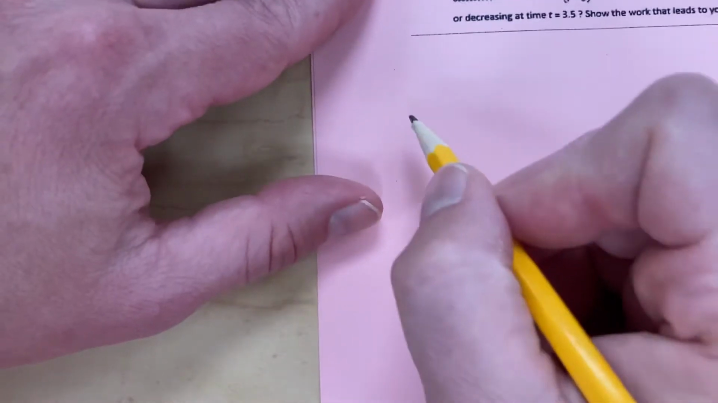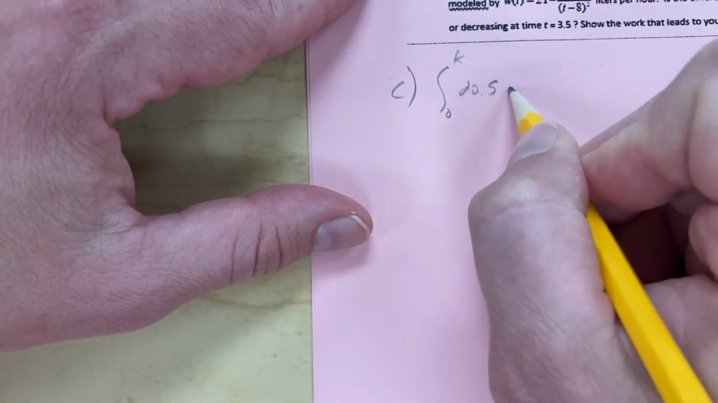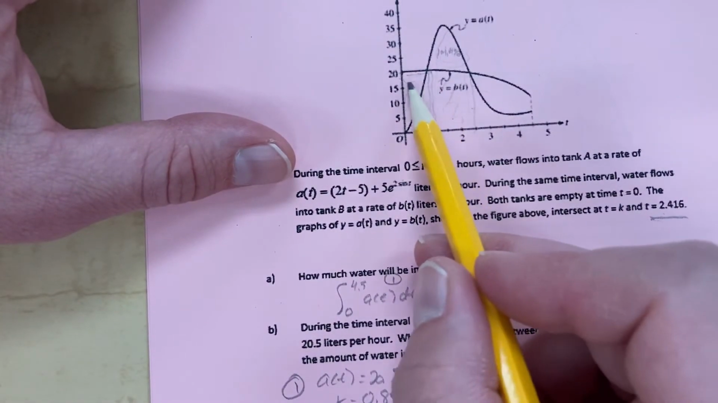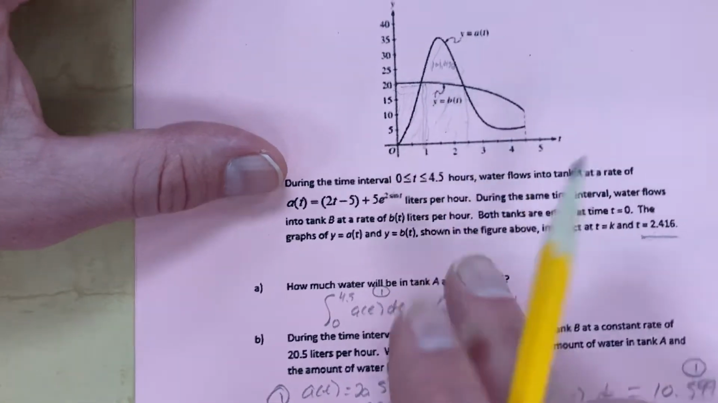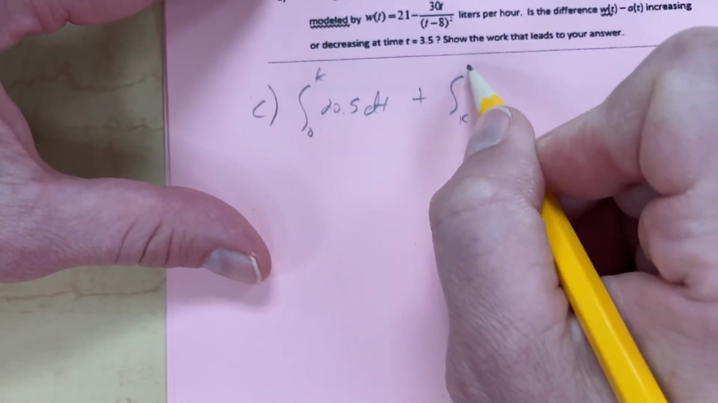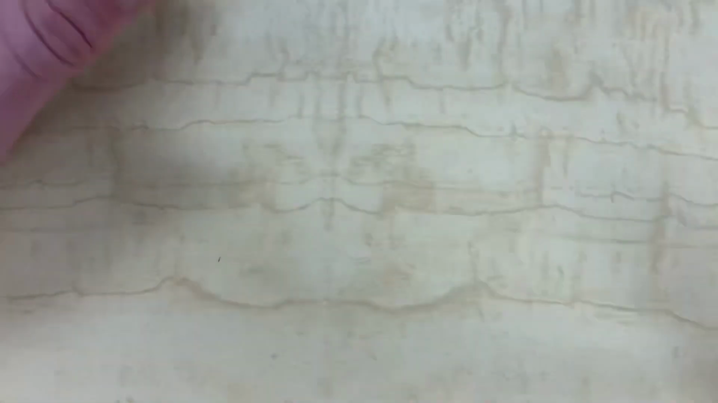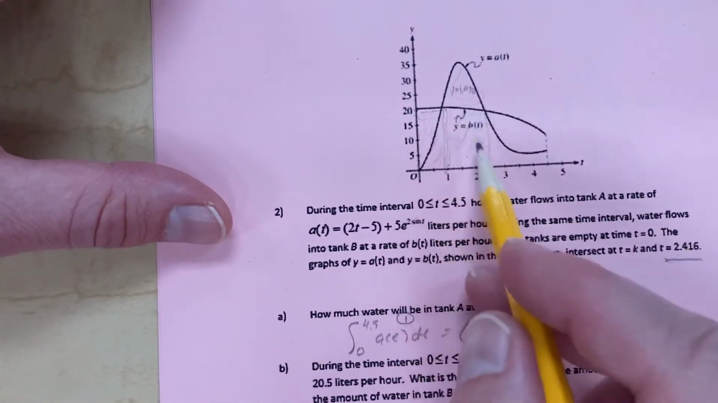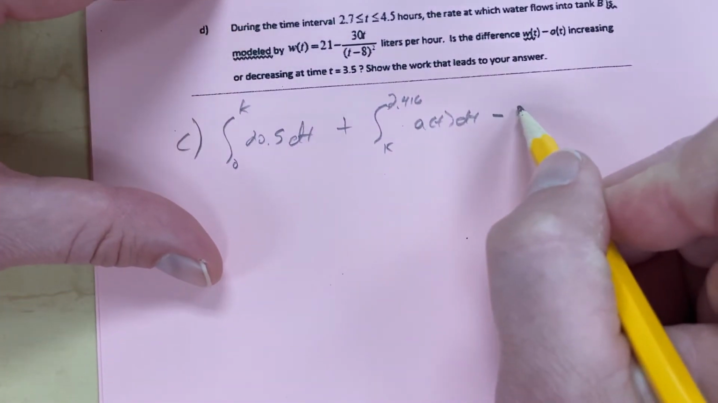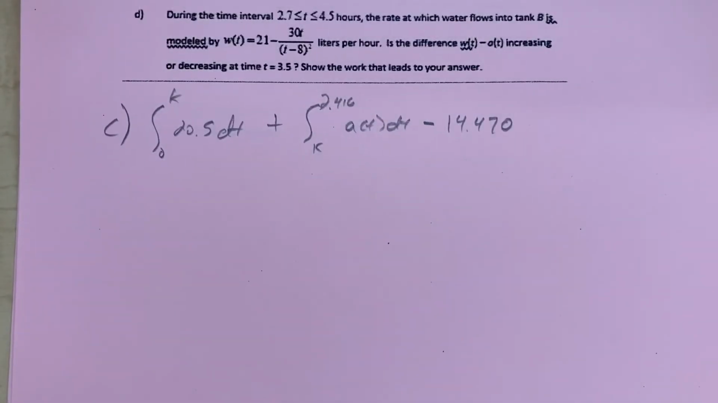So for part C, you needed to set up an integral from 0 to K of 20.5 dt. Again, that right there is going to be the area under B from 0 to that K value. Then we're going to add to it from K to 2.416 A of t dt. Now that area would be everything under the A, but we don't want all of that. We want to take away the amount that's between them. That will give us just the B value. So we're going to subtract that amount right there.